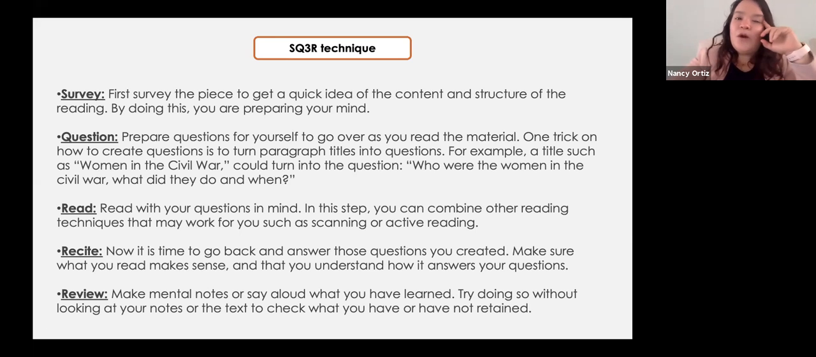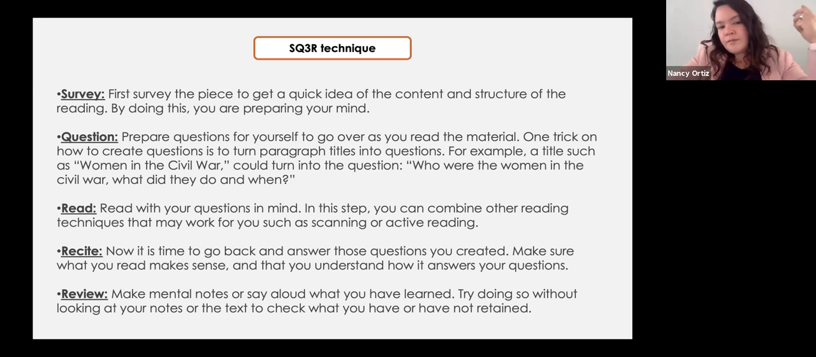The part on which you question, I'm not asking you to meditate. When you question, questions should be fast, okay? So prepare yourself on the go as you read the material. If you see a title like Women in the Civil War, maybe a question: who were they? What did they do? When did they do it? What did they want? Because those are probably going to have to do with the questions. So this is what it means: question yourself when you see the title.